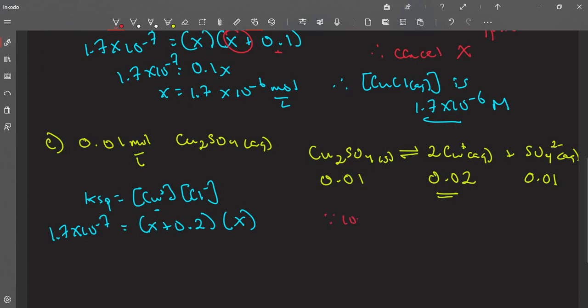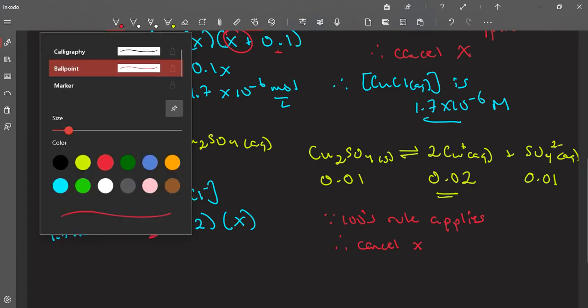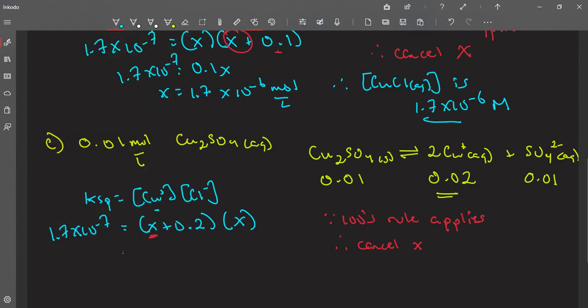So since the hundreds rule applies, therefore we can cancel this X. So what we end up with is 0.2x equals 1.7 times 10 to the negative 7. Divide both sides by 0.2 and we get that x is equal to 8.5 times 10 to the negative 6.